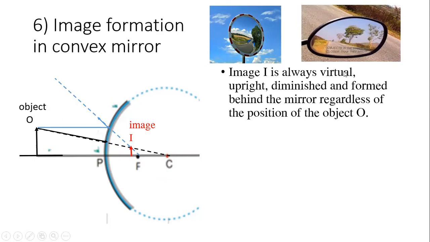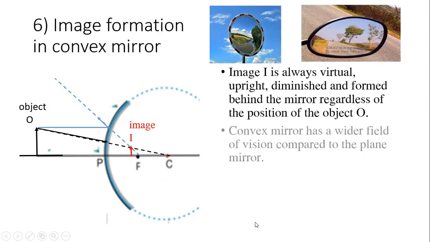You cannot get it on the screen. So it doesn't matter where you put the object here. For a convex mirror, it's always the same: virtual, upright, diminished, and formed behind the mirror. Only one for the convex mirror. One thing to remember for the image.